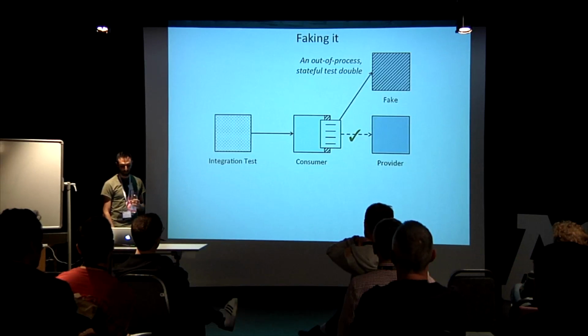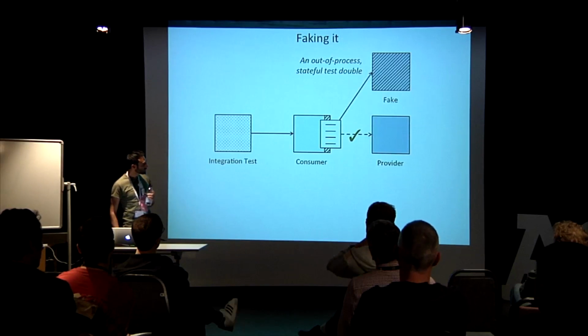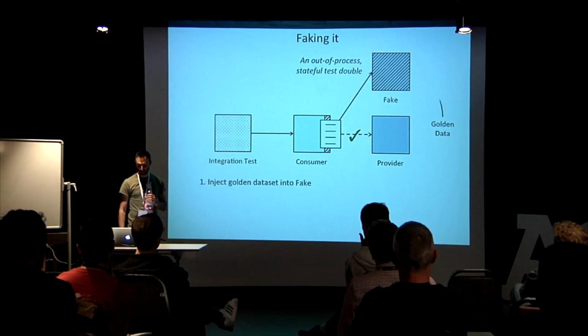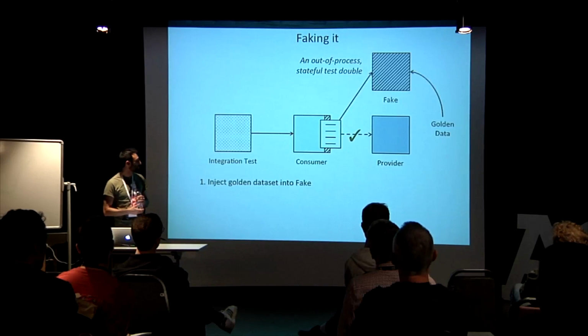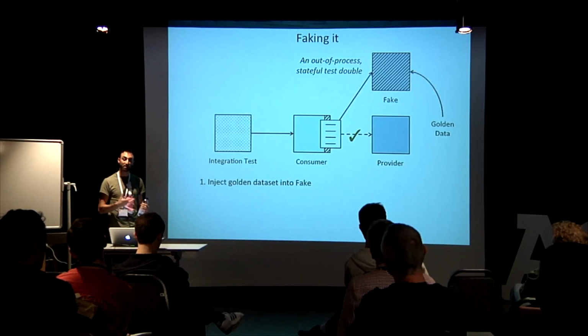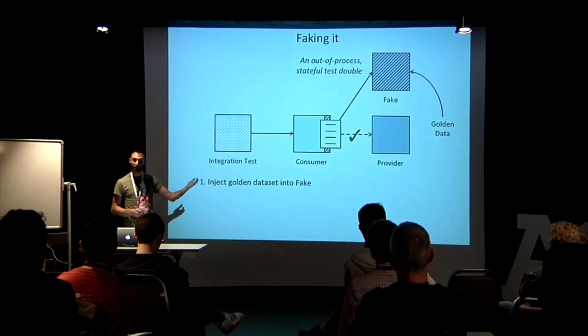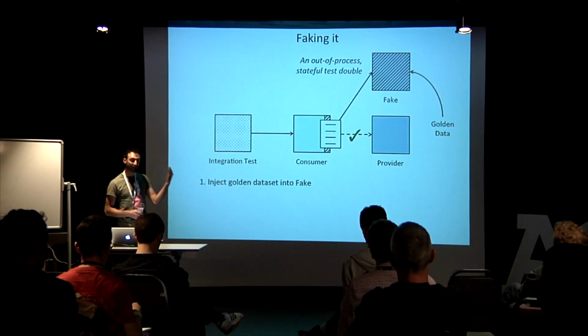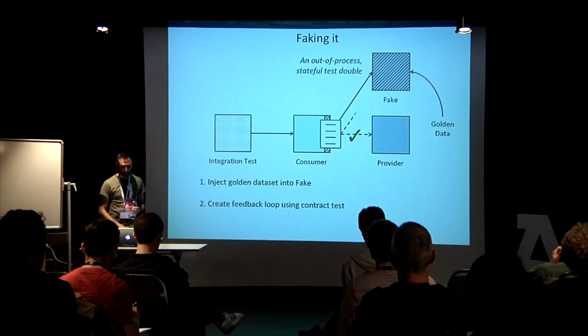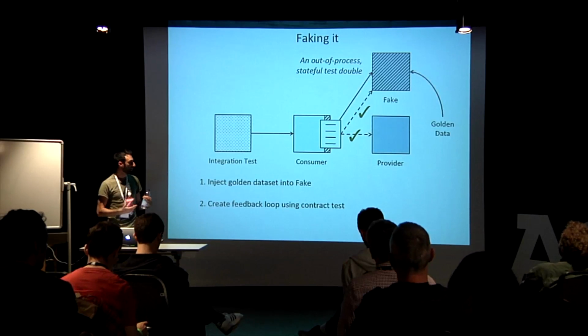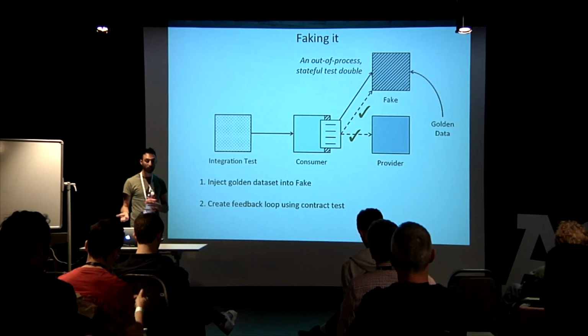And what we can do is establish a feedback loop where we run these tests against the external system as well. So what we do is we inject golden data, essentially the data that we know is in the real provider and that we expect to be there, like London and Paris in that example earlier. We inject that into the fake. And then we've got this feedback loop where we can run the contract tests against both the provider and the fake provider.